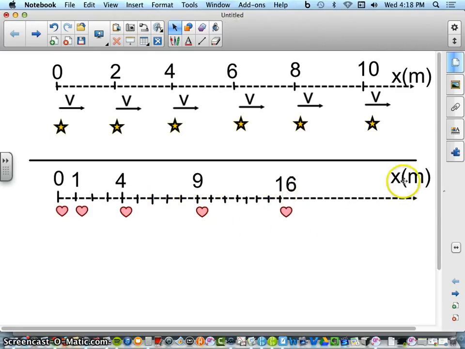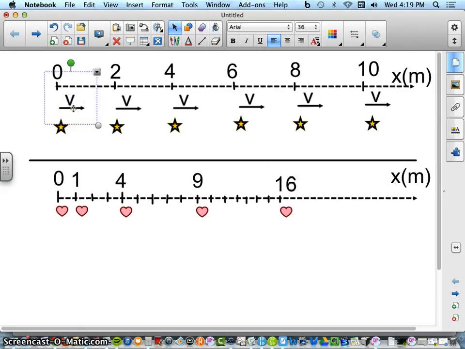And then if I look at the positions, they go up with the square of time. Because in the first second, I go 1 meter, but after 2 seconds, I'm at 4 meters. After 3 seconds, I'm at 9 meters. After 4 seconds, I'm at 16 meters. So that's why in your equation it has a t squared in it. It's this square relationship.